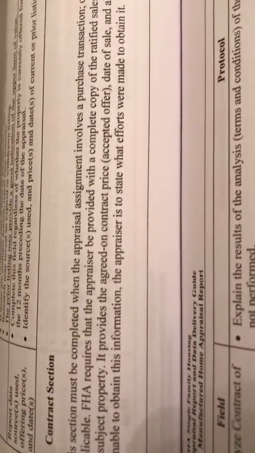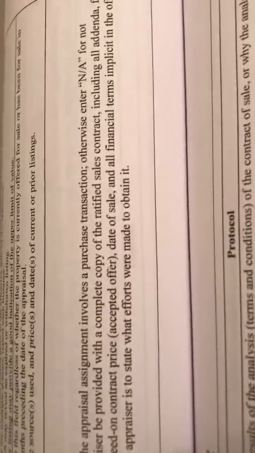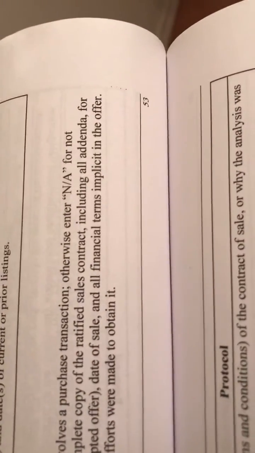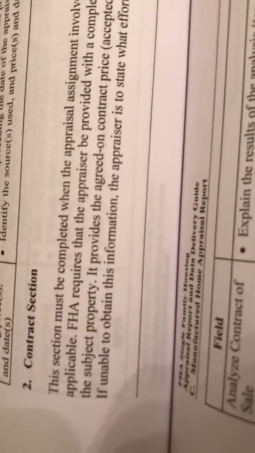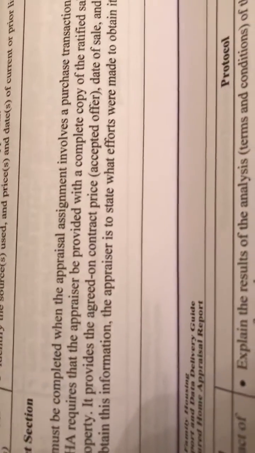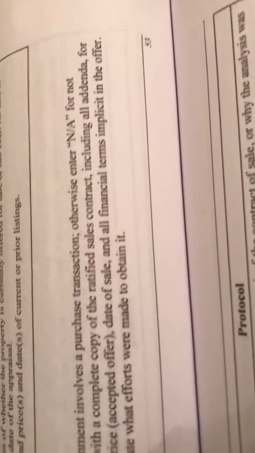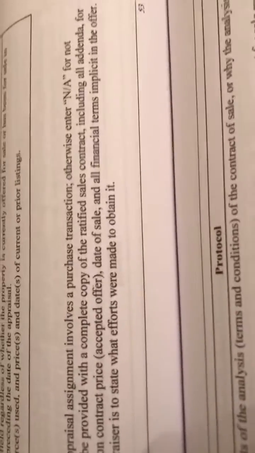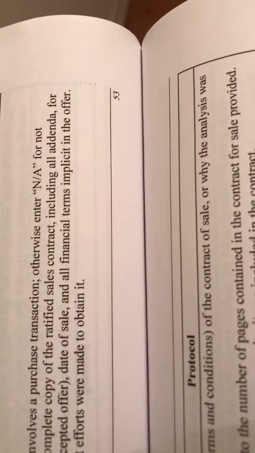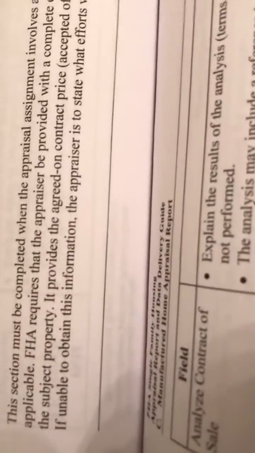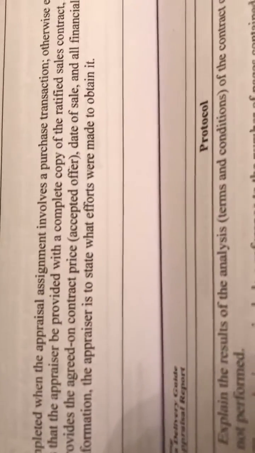2. Contract section. This section must be completed when the appraisal assignment involves a purchase transaction. Otherwise, enter NA for not applicable. FHA requires that the appraiser be provided with a complete copy of the ratified sales contract, including all addenda for the subject property. It provides the agreed upon contract price, accepted offer, date of sale, and all financial terms implicit in the offer. If unable to obtain this information, the appraiser is to state what efforts were made to obtain it.